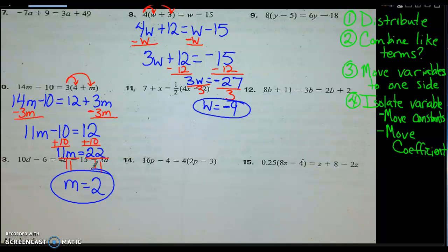Moving on over, looking at number 12. Number 12, do I have to distribute? No. Do I have to combine like terms? Yes, I do. I have an 8b and a negative 3b that I need to combine. 8b minus 3b, that gives me 5b. And then bring down everything else.